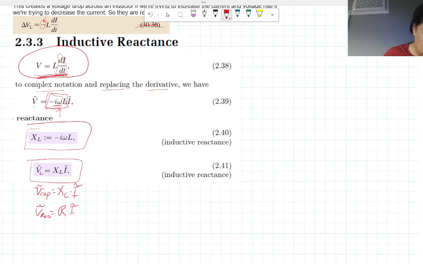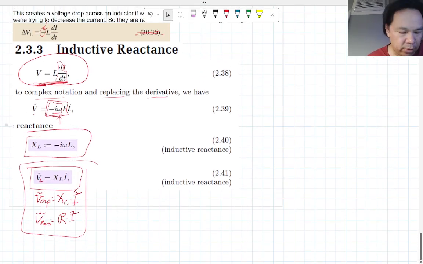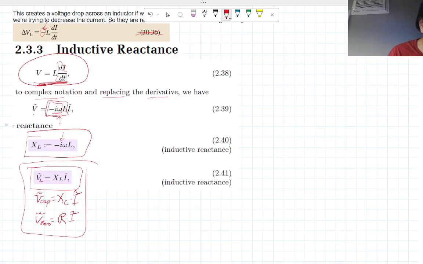Okay, so these are the super Ohm's law, and these apply not just to resistors but also to capacitors and inductors. But be a little careful, it does have this imaginary number in it. It also has this frequency dependence, so the inductive reactance actually depends on frequency, and it'll have this kind of phase shift because of the imaginary number.